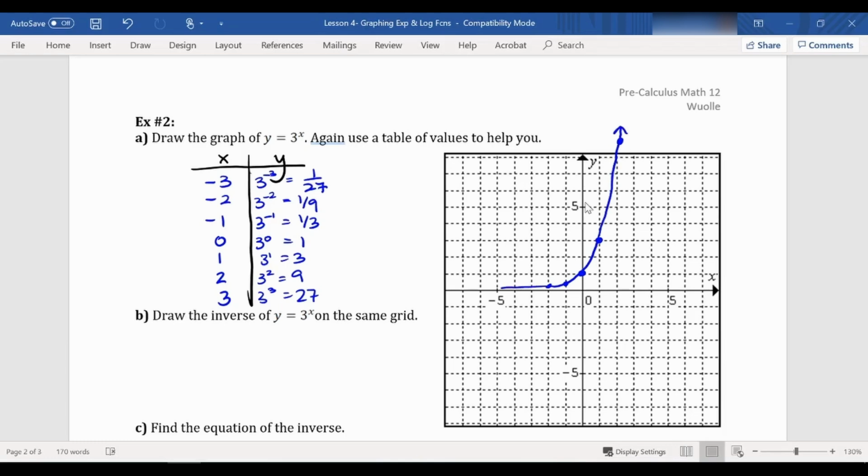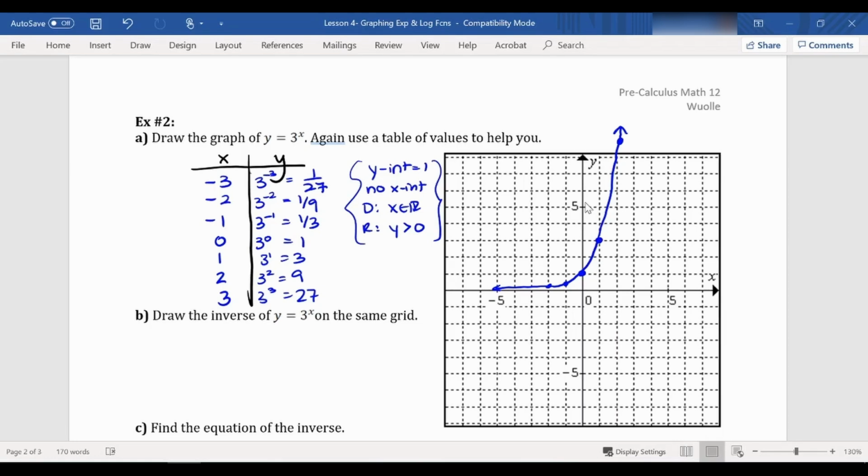So again, we can see here that we have a y-intercept of 1. We can pick any x values we want. As we go to the left, we're going to get closer and closer to the x-axis, but never touch. As we go to the right, we're going to go up forever. So we have no x-intercept. We've got our domain is all real numbers. We've got our range is bigger than 0. All the same as before.